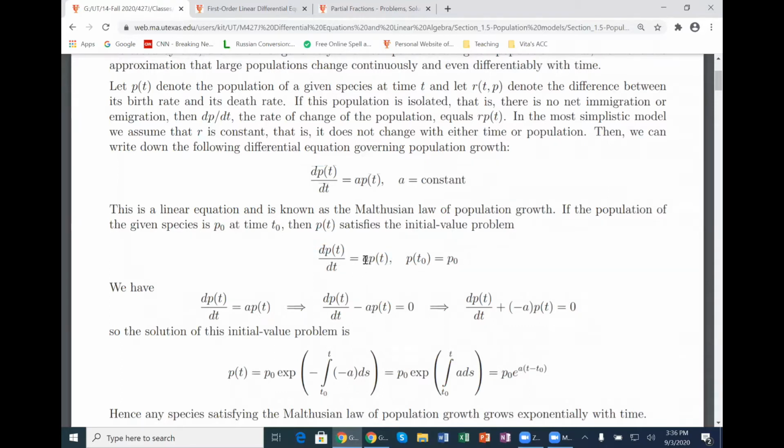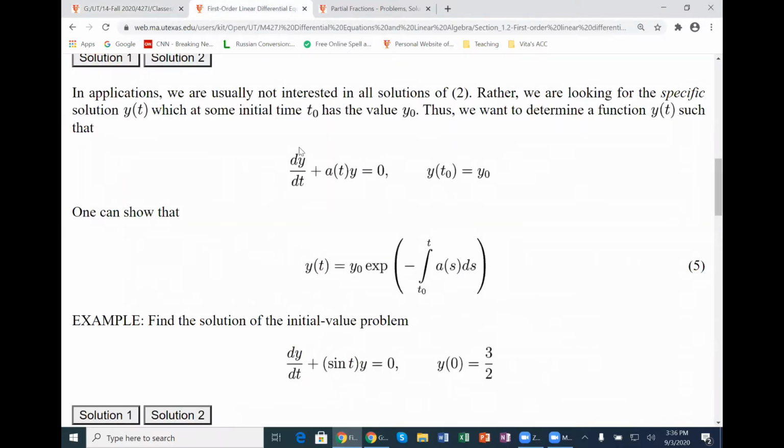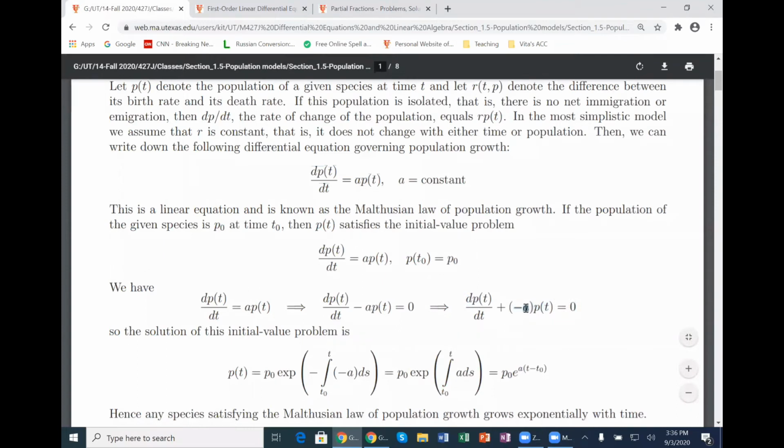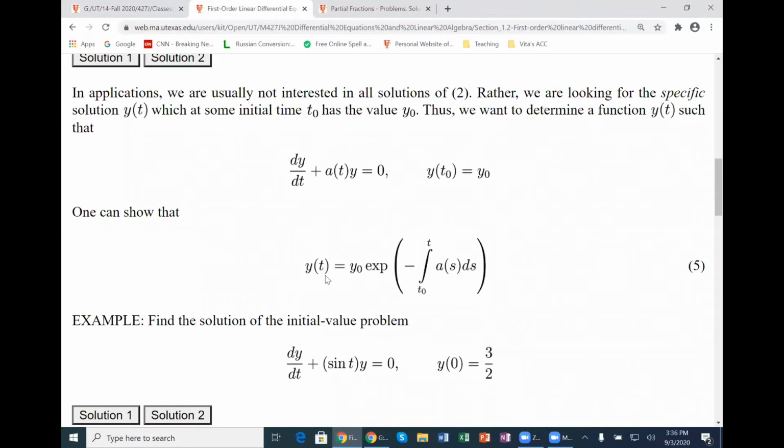In order to do that, let us move this to the left. Done. And let us rewrite this portion as plus negative a times P of t. Now note that what is written here is in this standard form. In our case, a of t is equal to negative a. The solution of this initial value problem is written over here.